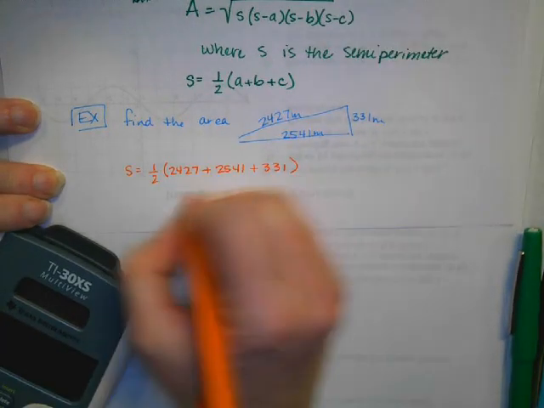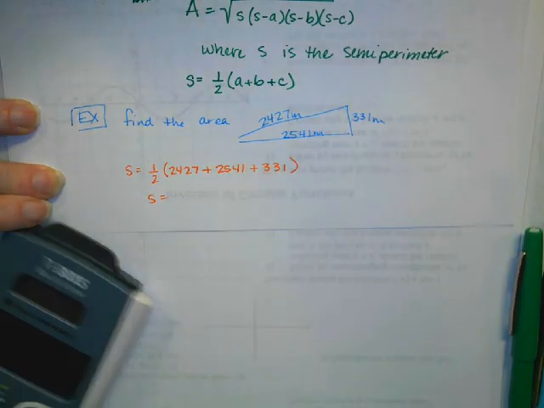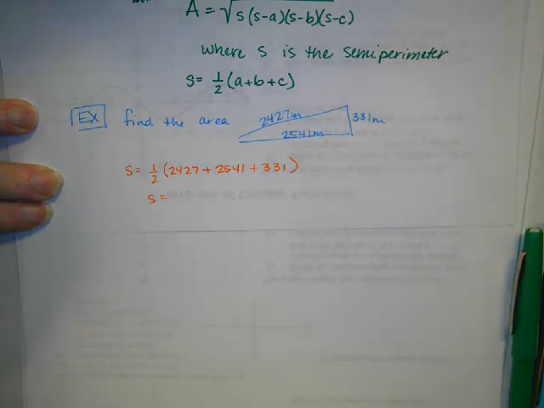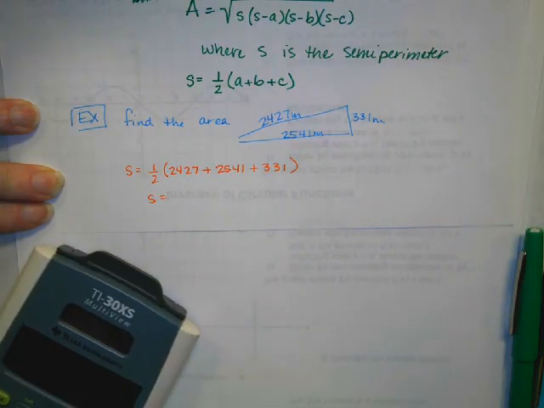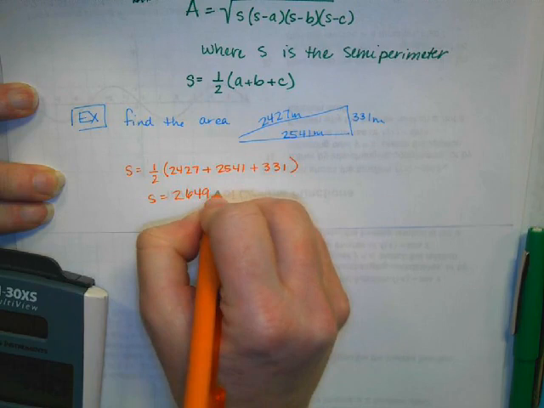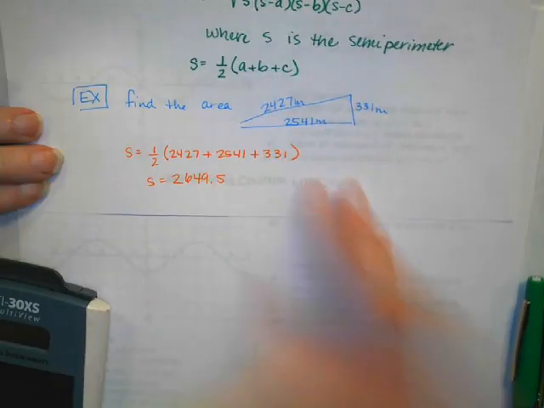Okay, so for my semi-perimeter, I got 26.5. And then I have to plug it into my area formula.